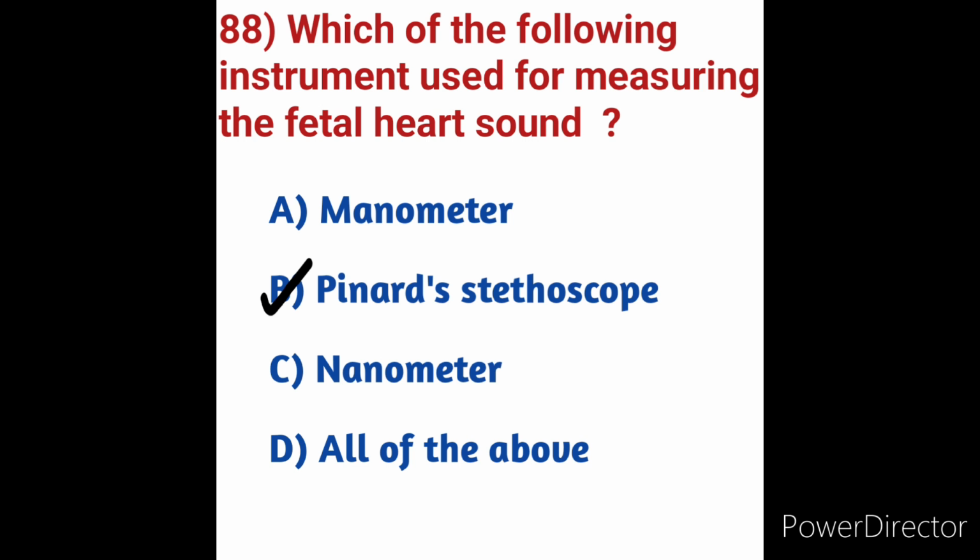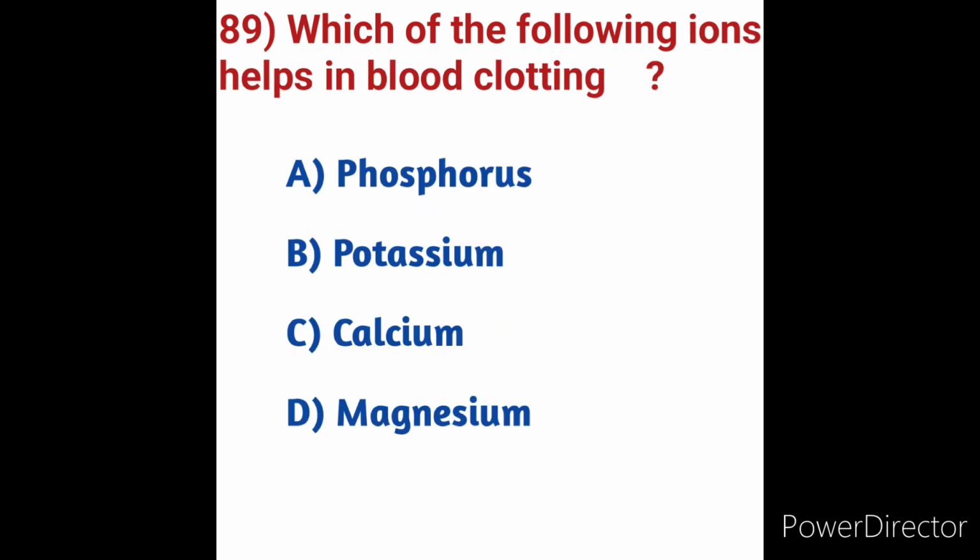Next we will move on to question number 89. Which of the following ions helps in blood clotting? We will see here the options. Option A, phosphorus. Option B, potassium. Option C, calcium. Option D, magnesium.